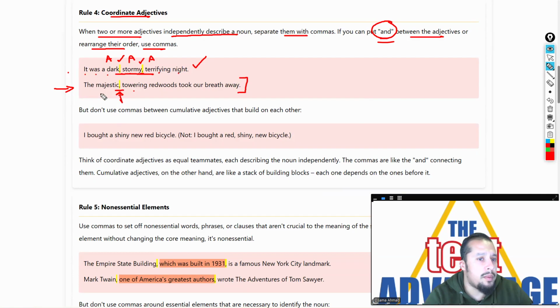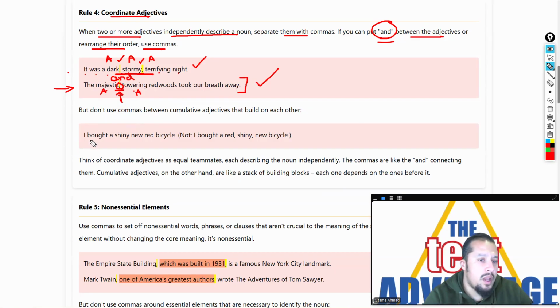Now here you see a comma within adjectives, right? So I ask myself, is the comma correct or wrong? I'll use the word and. The majestic and towering redwoods. Yeah. So a comma is acceptable. But sometimes I can't use and.